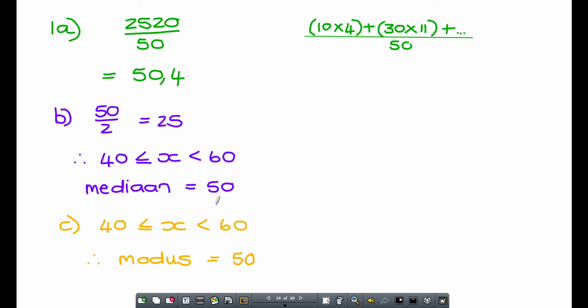Any questions so far? Okay, dan by C vra hulle vir my die modus. Nou, modus, that's the one that appears the most. Nou, ons gaan kyk na ons frekwensies. Die hoogste frekwensie was 20 en dit was ook in daai selfde klas, between 40 and 60. But they're not asking me for the modal class interval or the modal class. They're asking me for the mode. So dan kan ek nie die klas interval gee nie. Ek moet dan nou gaan kyk wat is die middelpunt van daai klas interval en dit beteken dat modus is 50. You guys good? Is julle alright?